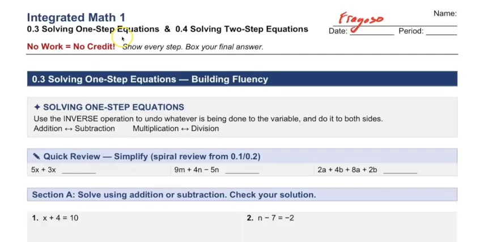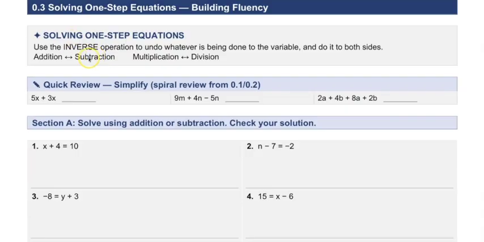Here's my worksheet for solving one-step equations and solving two-step equations. So let's go through it. Remember the key thing with these problems: you want to do the inverse operation. To get rid of addition, you subtract. To get rid of subtraction, you add. To get rid of multiplication, you divide. And to get rid of division, you multiply.